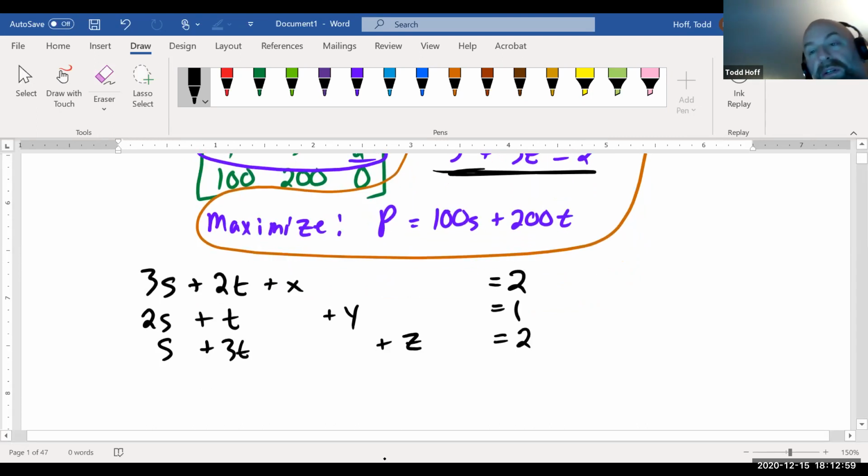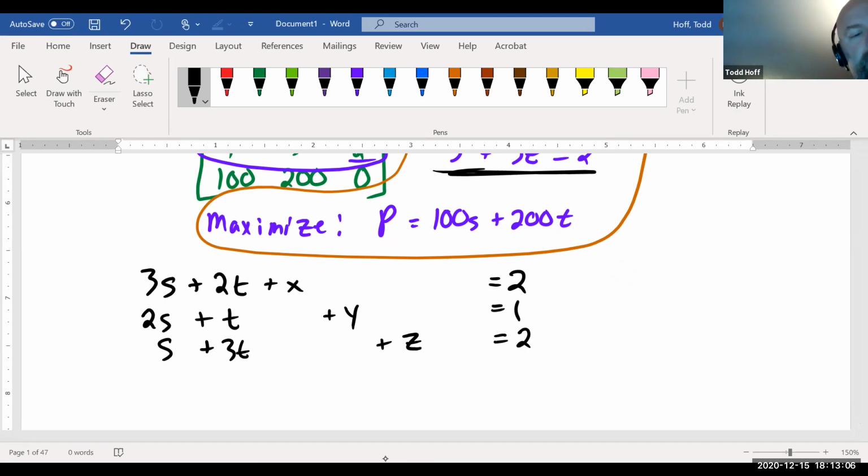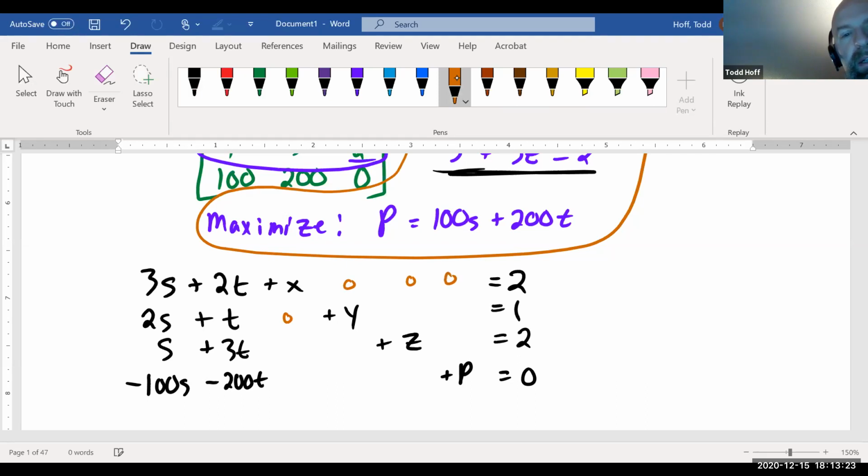And then I'm going to do my objective function just like I would any other time. I'm going to subtract the s and the t to make it equal 0. So I've got negative 100s minus 200t plus p equals 0. So I'm going to use this. I'm just going to fill in the zeros here. And this is going to be used to create my initial tableau.